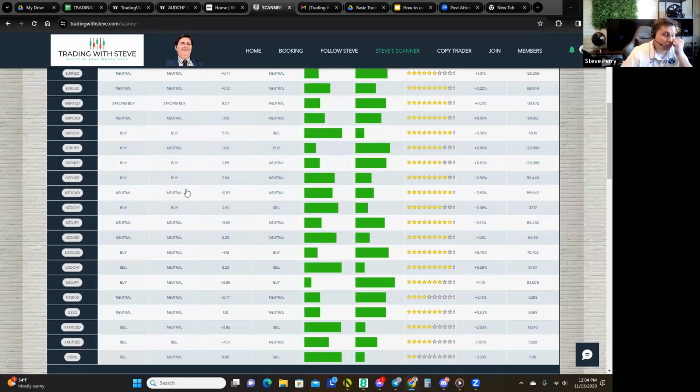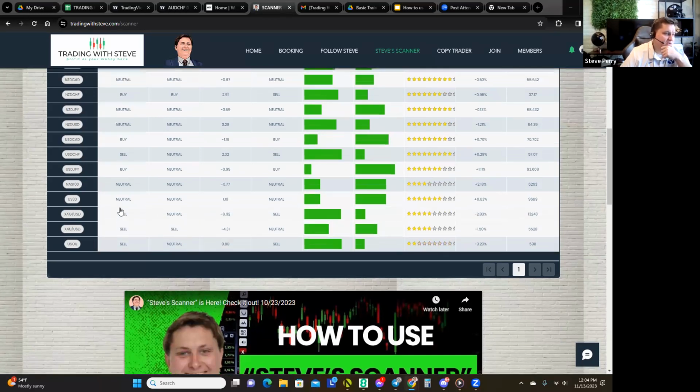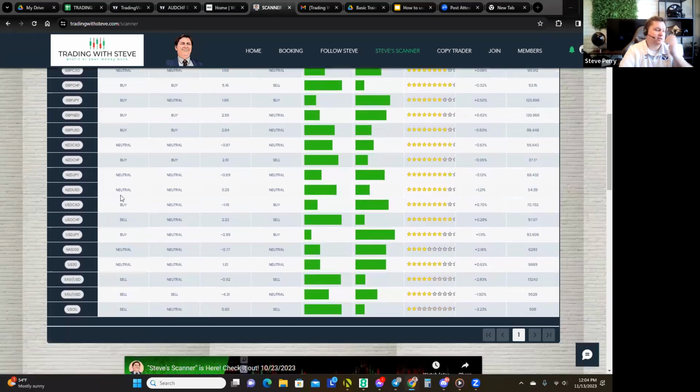Let's see. We added NAS 100, US 30, gold, silver, and oil to the scanner. So right now there's not a lot of signals, and it also doesn't really matter a ton because we're going to get new signals this afternoon from the COT data.